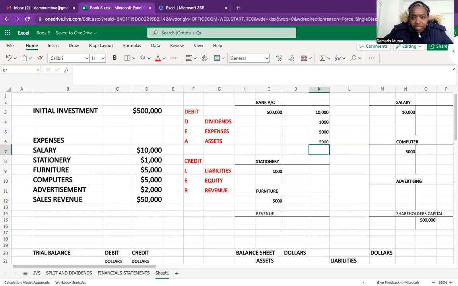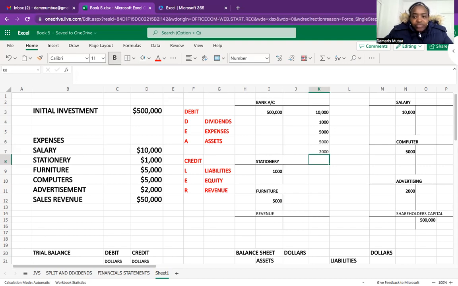We also did some advertising. We are a new organization. We need to let the outside know we are in operation and what we have to offer as an organization. So we're doing some advertising to increase our sales. Advertising is an expense, so we debit. And this money is coming from the bank. Our bank balance is going down.